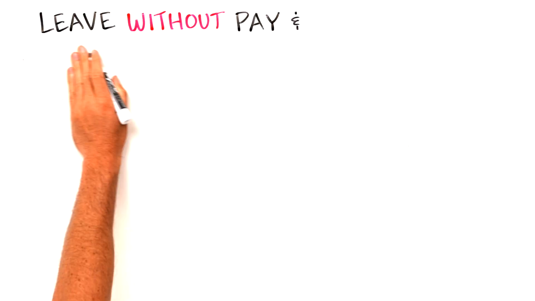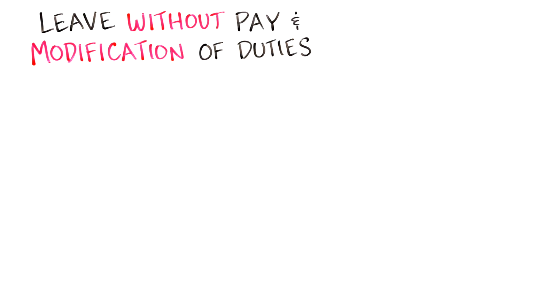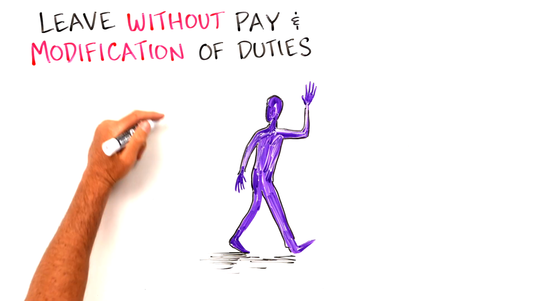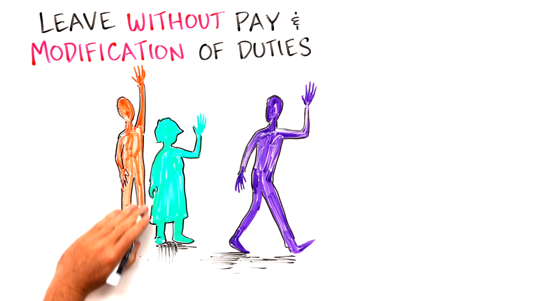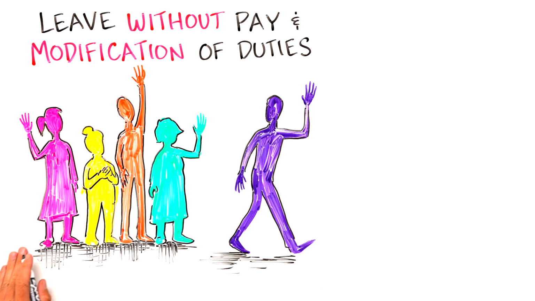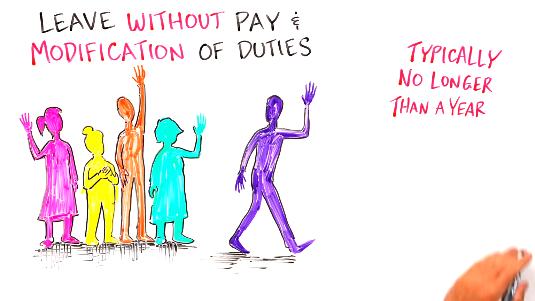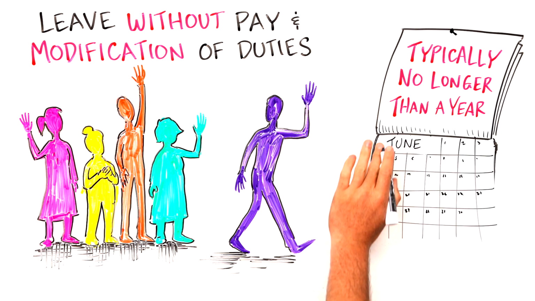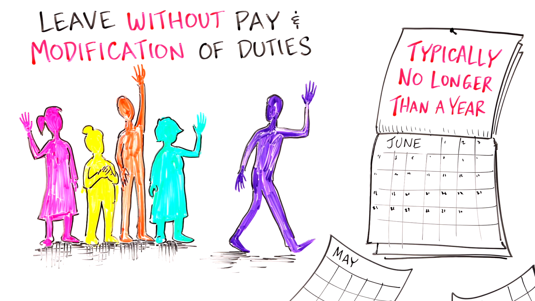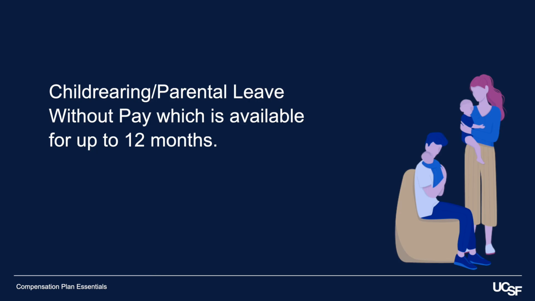Now I'll discuss leave without pay and modification of duties. Leaves of absence without pay for other good cause may be granted, subject to approval by the chair, vice dean for faculty and academic affairs, and vice provost for faculty and academic affairs. These leaves are typically no longer than 1 year. All compensation plan requirements, including reporting outside professional activities, apply. First, there's child rearing parental leave without pay, which is available for up to 12 months.